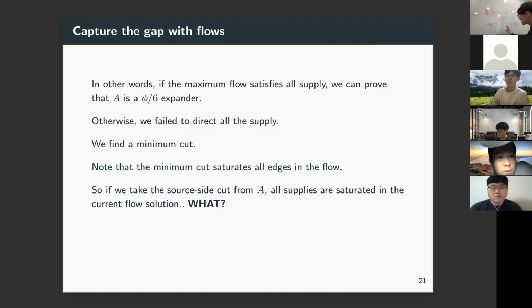So you use the same flow and you add this to the direct connection of the source. Then yeah, all supplies are saturated. Since this was a bottleneck, the thing we wanted, that the maximum flow satisfying all the supply, is automatically satisfied.